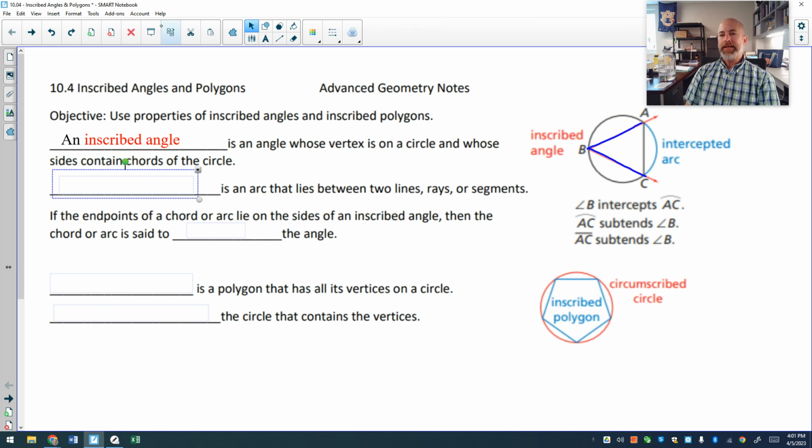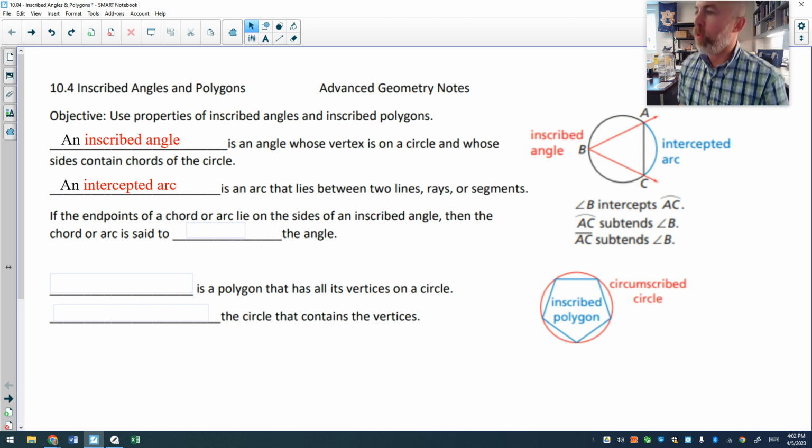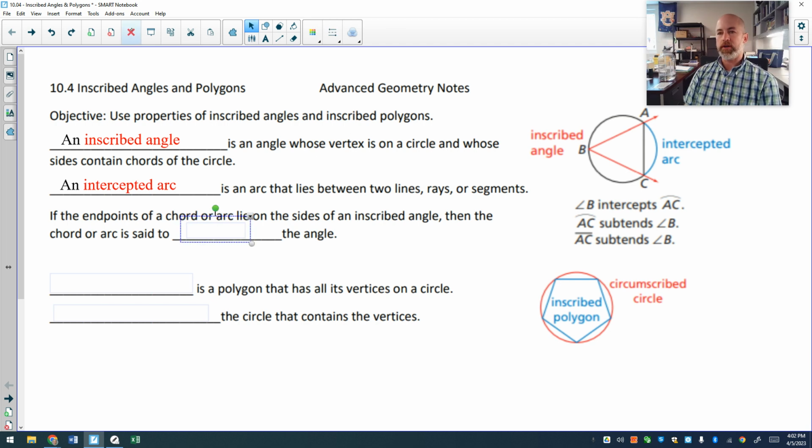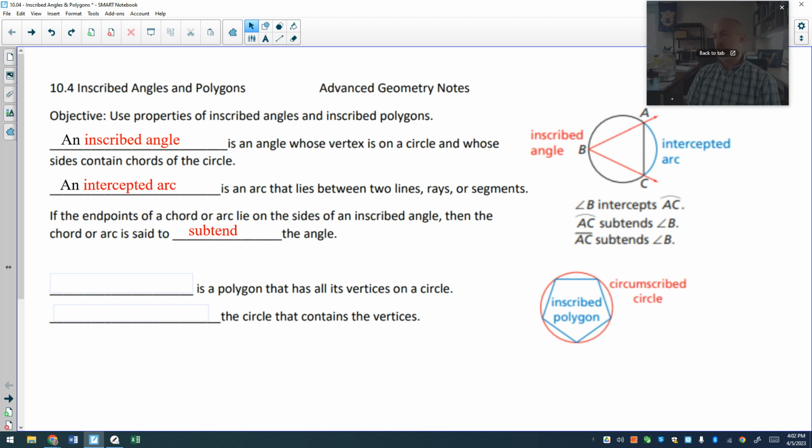And an inscribed angle will create an arc on the opposite side, and that arc is referred to as the intercepted arc. So if you have the angle, it creates an intercepted arc. Or if we already have a reference to the arc, you could say that the arc subtends the angle. So those are two words that talk about the relationship between the angle and the arc or the chord. You could say that the chord AC is subtending the inscribed angle B.